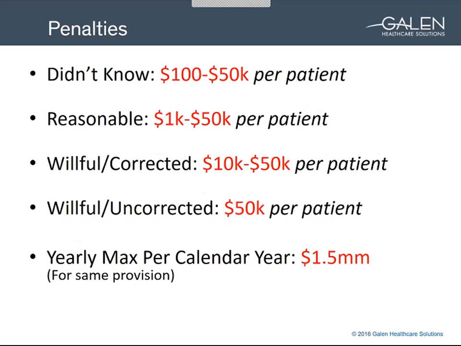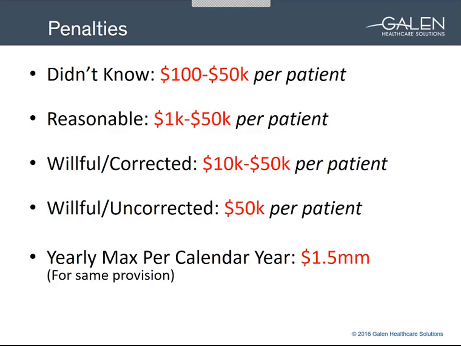I won't go into each of these. I mean, they're pretty self-explanatory. The more flagrant the violation, the more obvious it was that there weren't appropriate steps taken to mitigate the risk, the larger the individual per patient penalty, and the more likely you'll get into the serious dollar figures there, like the $1.5 million per year max.